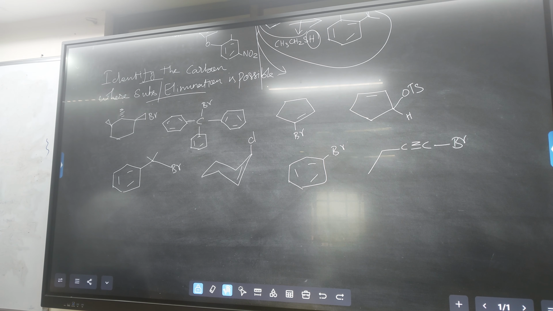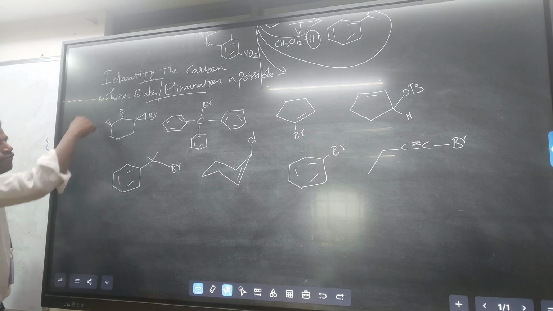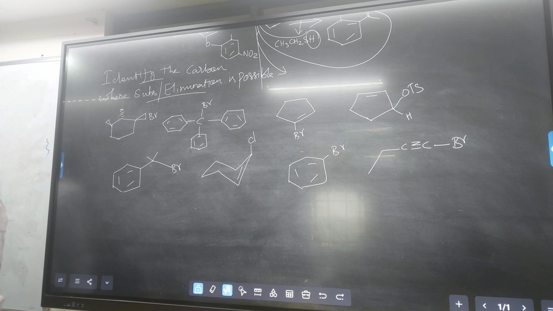The primary carbon follows the SN2 mechanism. Tertiary carbon follows the SN1 mechanism. So try to find where the substitution happens. Where the leaving group is there, that carbon will definitely go for substitution. So look at this first one, where the substitution happens.